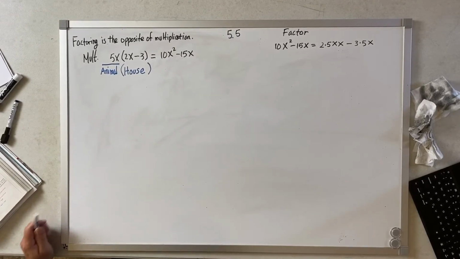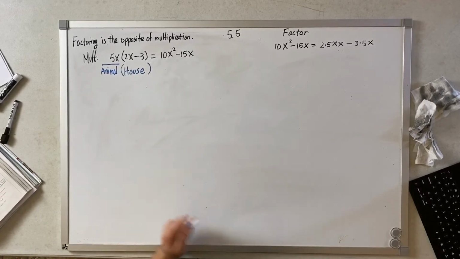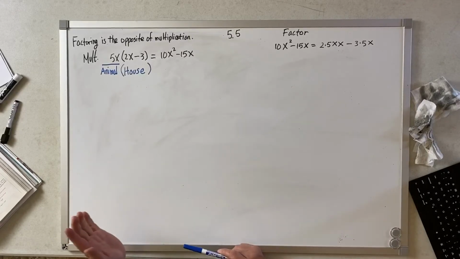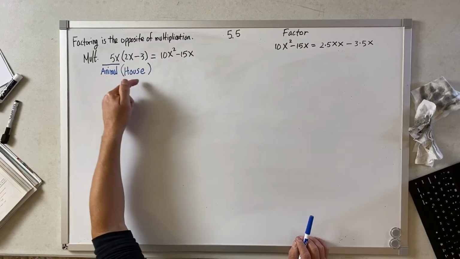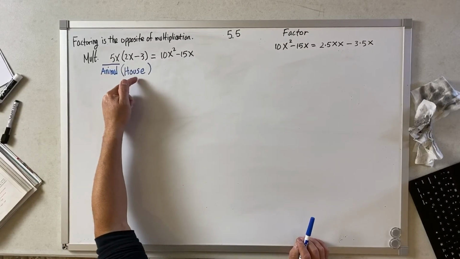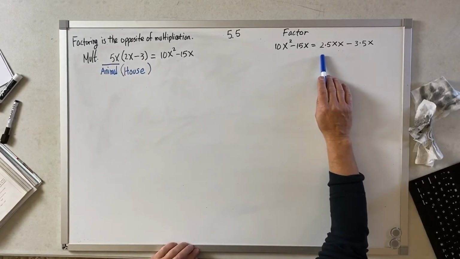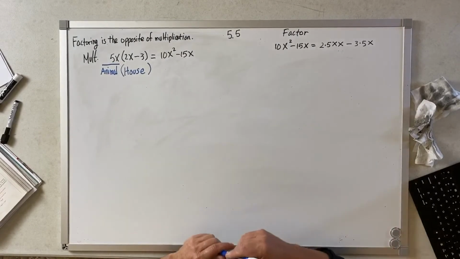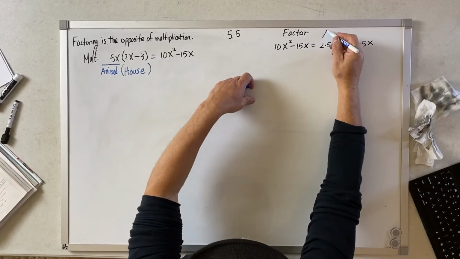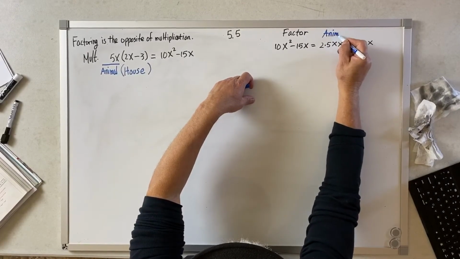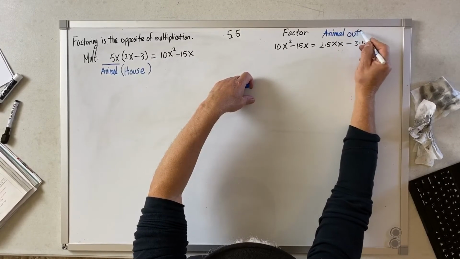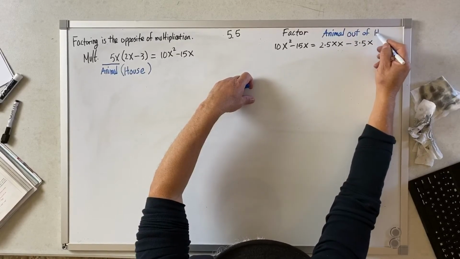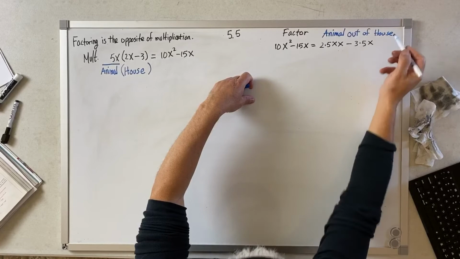Okay. Now let's reverse that. To multiply, the animal goes into the house. To factor, the animal goes out of the house. So factor: animal out of house.